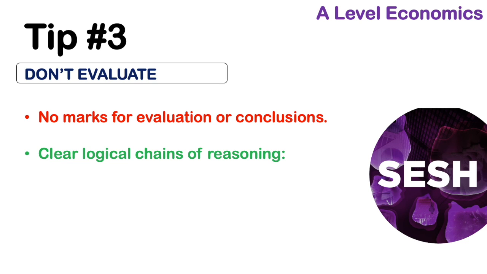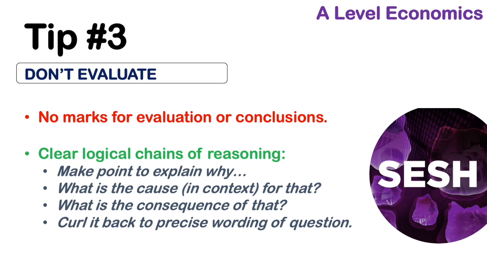But what you do need to do is clear and logical chains of reasoning. For example, you might want to make a point to explain why. You might want to explain the cause, particularly in context here with that narrow focus. Then you've said the cause, what's the consequence of that? And then try and curl it back to the precise wording of the question to really signal to the examiner that you've kept it on that narrow focus.